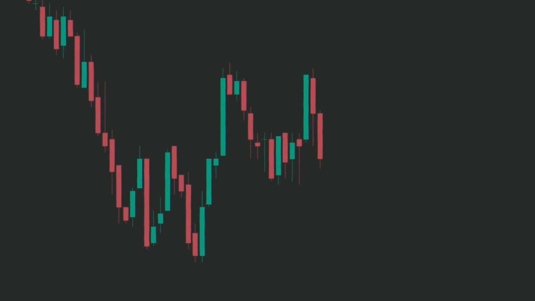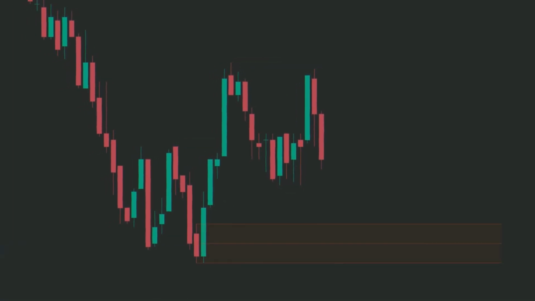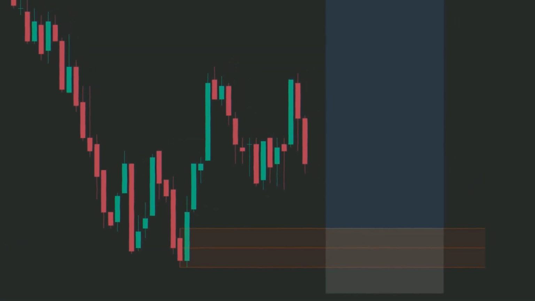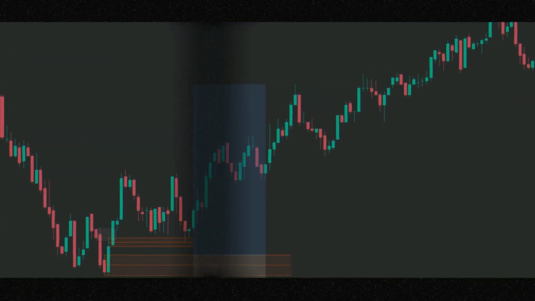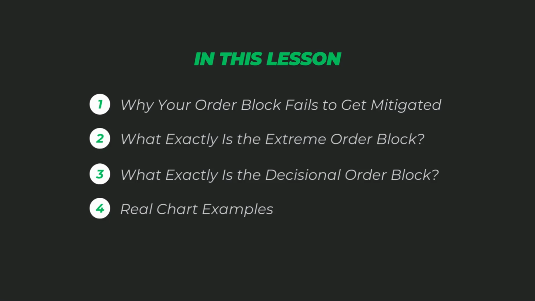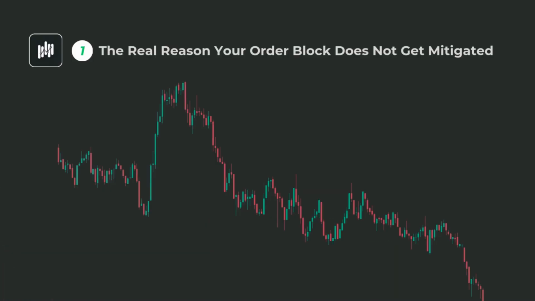If every part of your setup lines up perfectly, you mark your order block, you set your position. But the market refuses to mitigate your zone and moves without you. The reason behind this problem is explained in this lesson. Section 1. The real reason your order block does not get mitigated.